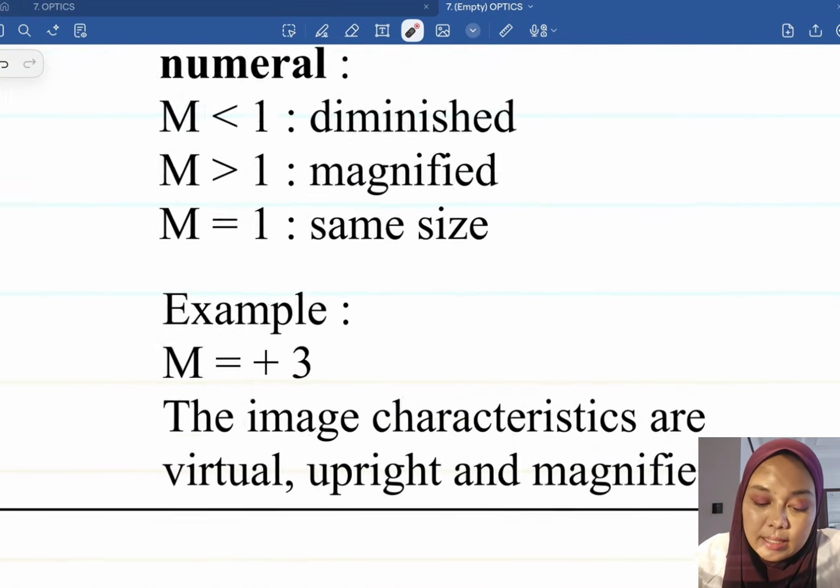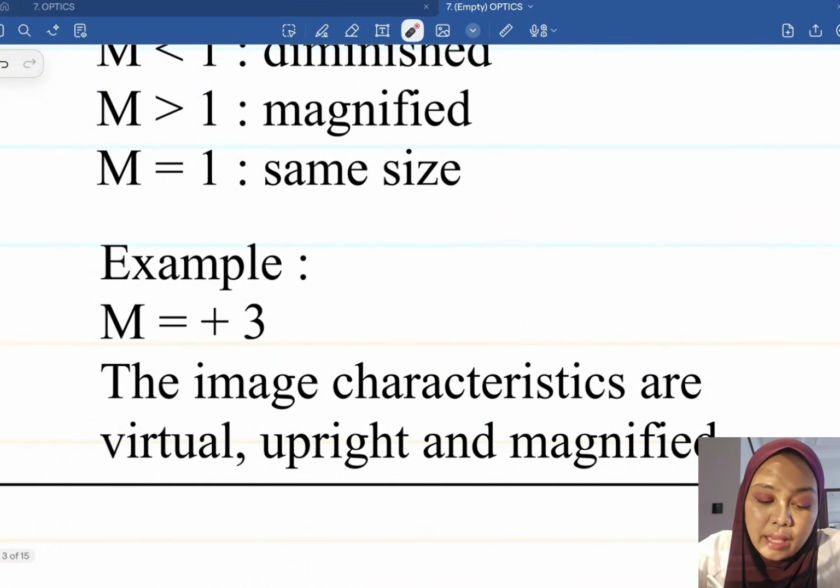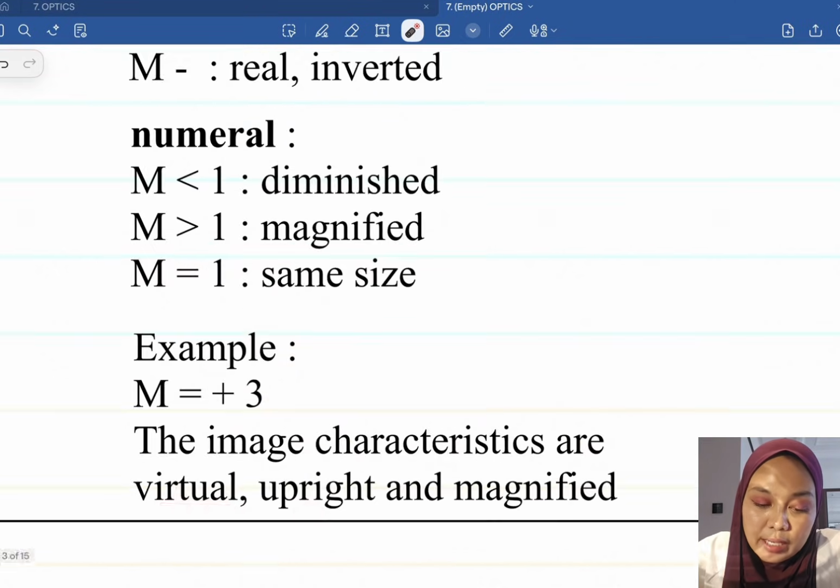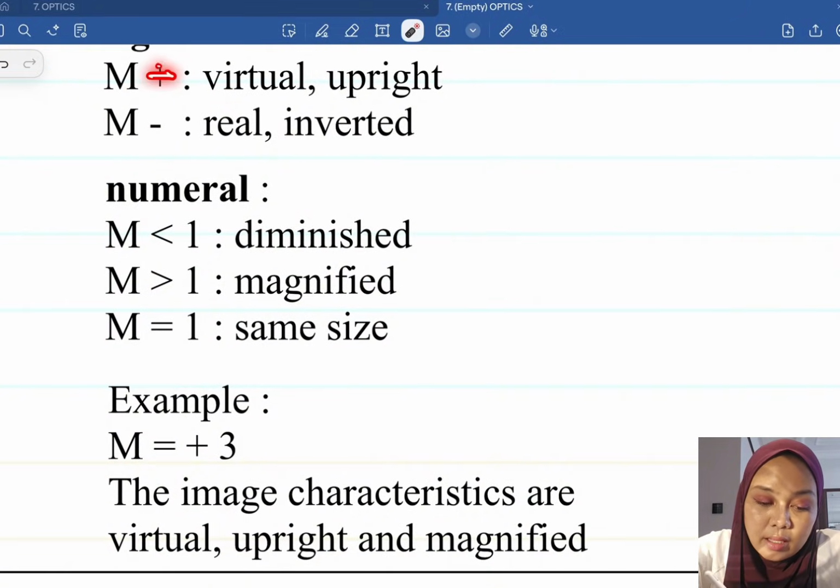Now let's take a look at this example. Here we have m equals positive 3. So positive means virtual and upright, just like this one. Here we have positive, it is virtual and upright. And the number 3 is bigger than 1, hence it is magnified, like this one.